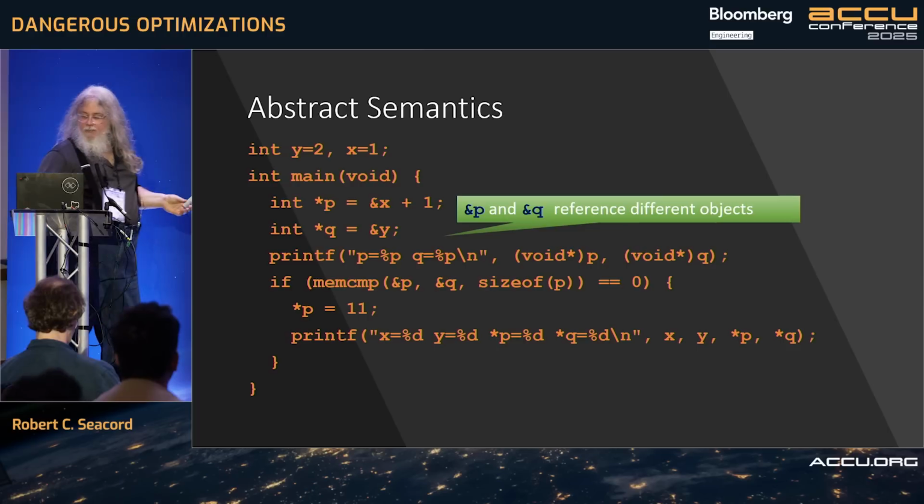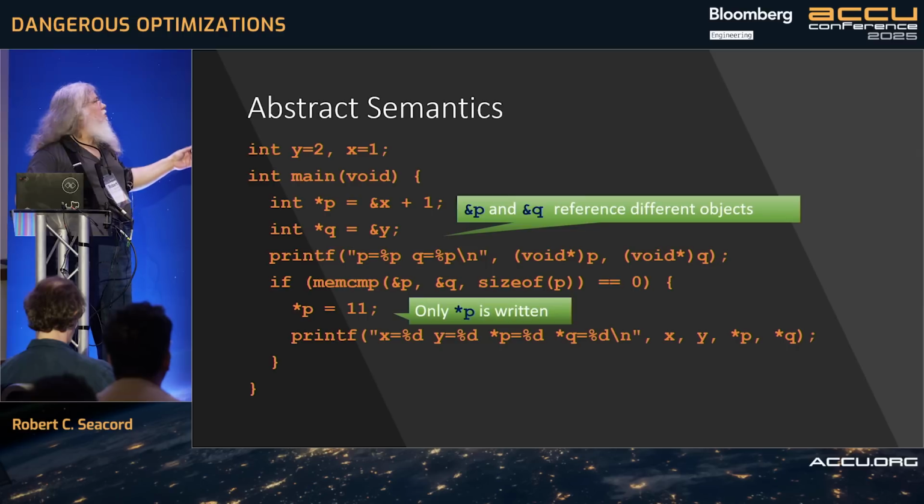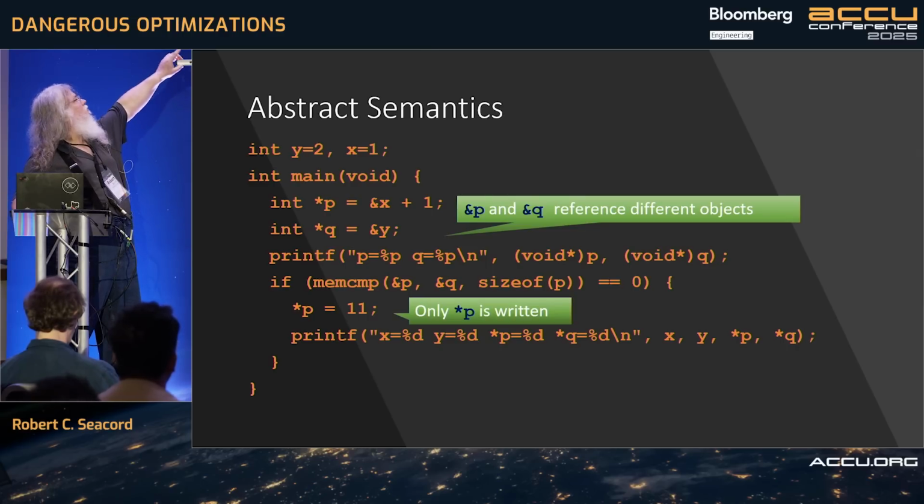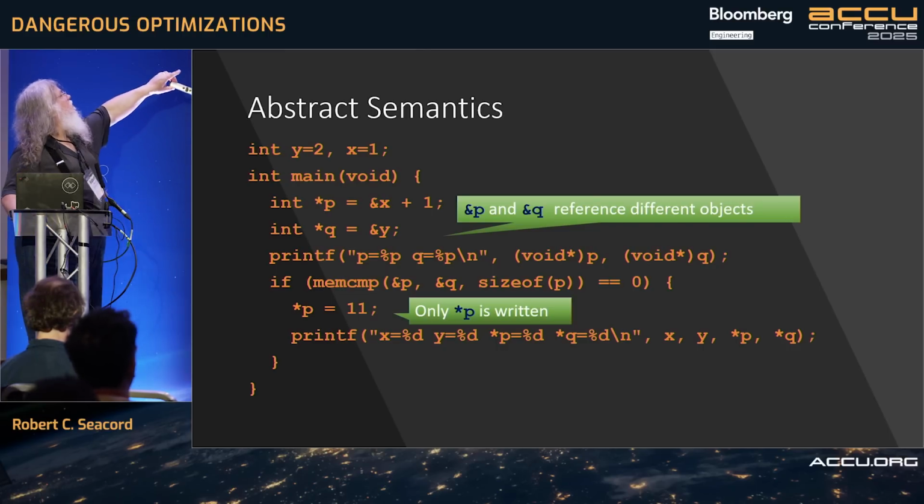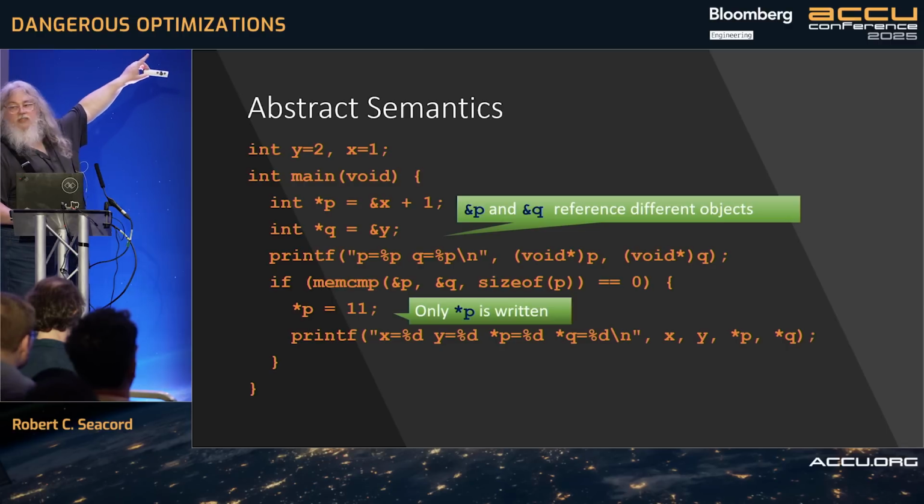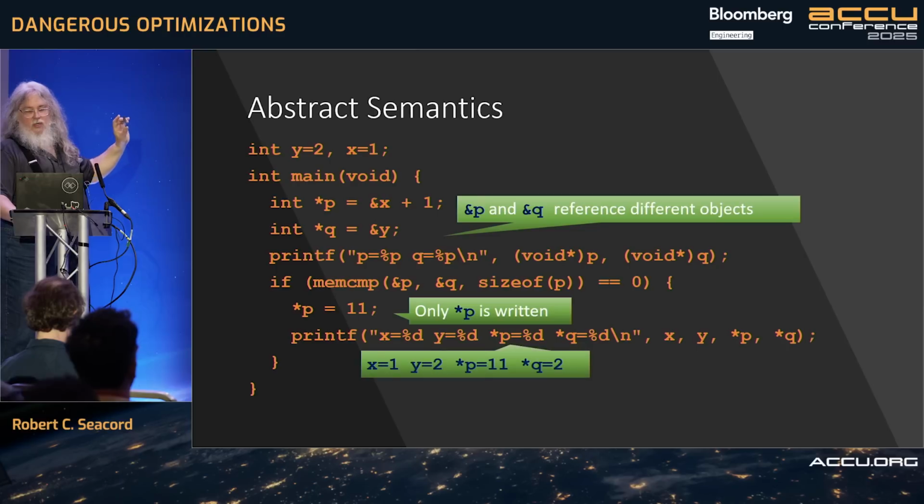So GCC basically looks at that, and the way it deals with this undefined behavior, it says, okay, you've written to star P, but Q has never been changed, right? So that memory's not been altered.